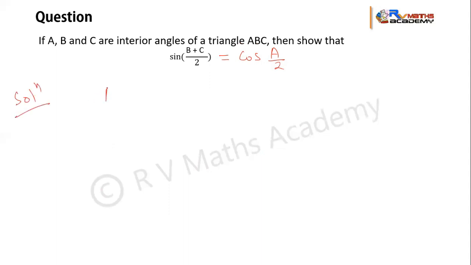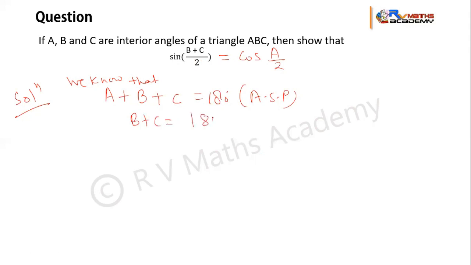We know that the sum of three angles of a triangle is 180 degree. This is the angle sum property. So if interior angles are A, B and C, then we can write angle A plus angle B plus angle C is equal to 180 degree. Now you can see in this question that this is B plus C. So I will write B plus C on one side and I will bring A on the right hand side. This is positive, so when I bring it on the right hand side, it will be negative.